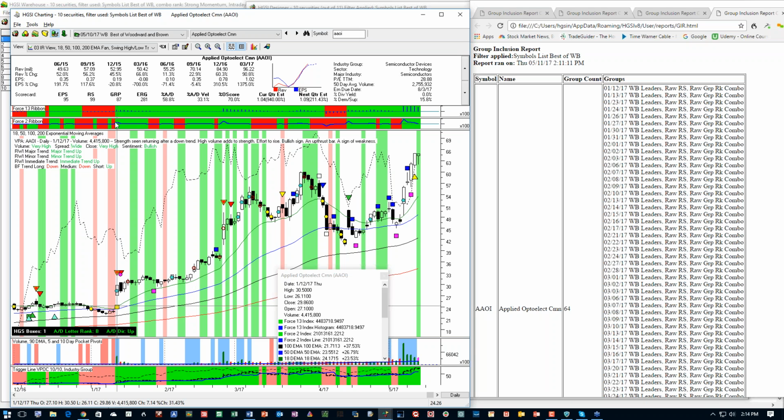In addition to this, look at both force indexes turned positive. So there were, how many triggers here? 1, 2, 3, 4, 5 triggers counting the VPA. So that is a pretty good indication that there's heavy demand on this particular stock, and that's the way it turned out. And you know what happened with AAOI?